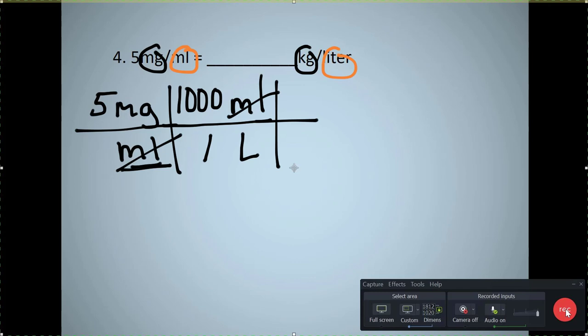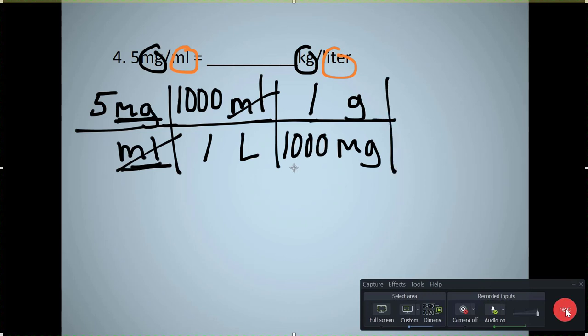Let's go ahead and tackle those milligrams and kilograms. So I have milligrams here on the top. I want to put milligrams here on the bottom. And what do I know about milligrams and kilograms? Well, that seems like a really big step. So let's go from milligrams to grams. So stop over at the base unit first. Between the two, grams is bigger. So 1 gram is equal to 1,000 milligrams. So my milligrams cancels. I'm left with grams.